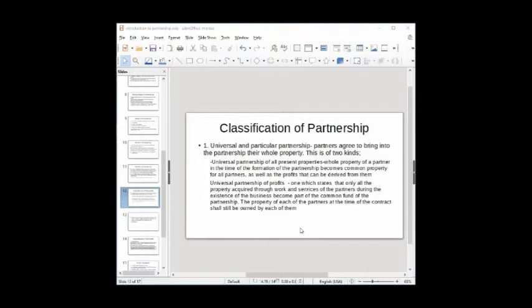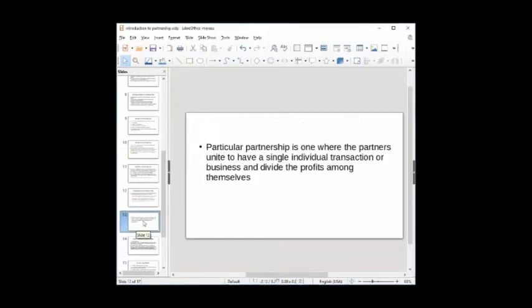The property of each of the partners at the time of the contract shall still be owned by each of them. While a particular partnership is one where the partners unite to have a single individual transaction or business and divide the profits among themselves.